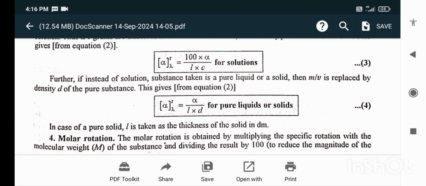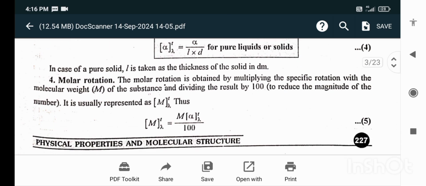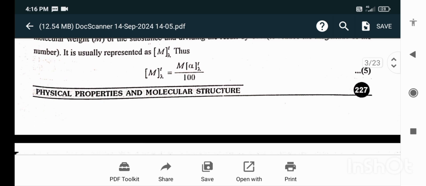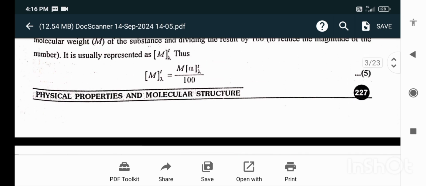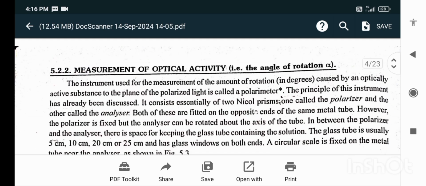Molar rotation. The molar rotation is obtained by multiplying the specific rotation with the molecular weight of the substance and dividing the result by 100 to reduce the magnitude of the number. It is represented by [M] lambda t. Next, the measurement of optical activity, that is, the angle of rotation alpha.